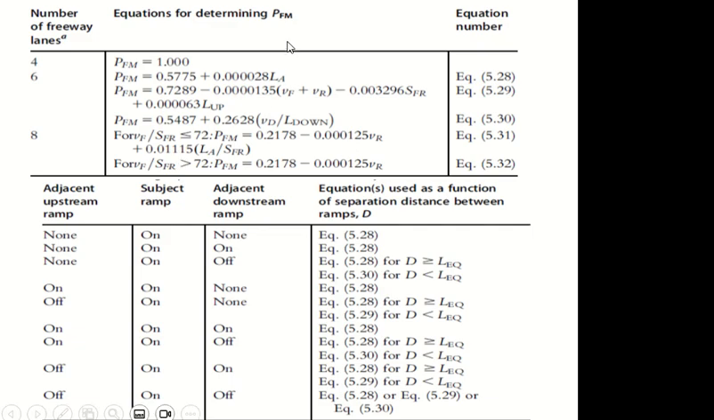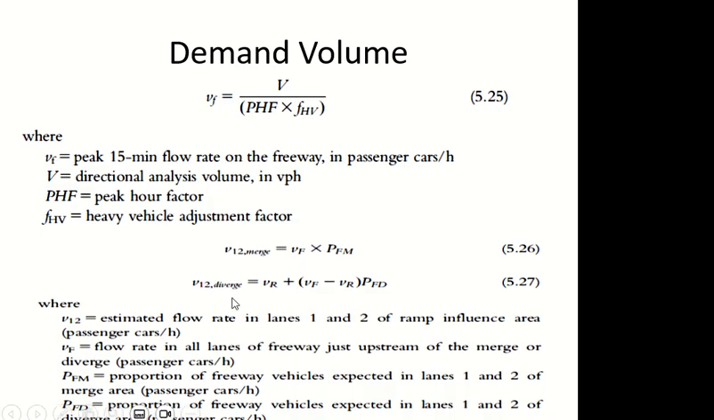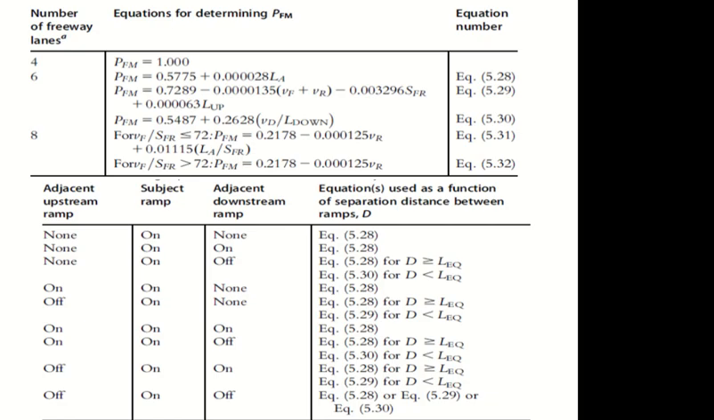PFM is for the merge section equation. Now remember, you don't need to apply both these equations in one question, because either you have a merge section or you will have a diverge section. You cannot have both. One section can be merge or diverge, not both. So if you have a merge section, then you look at these tables and these conditions. If you have 4 lanes, that means 2 lanes in each direction, your PFM is 1. You don't need any calculation.